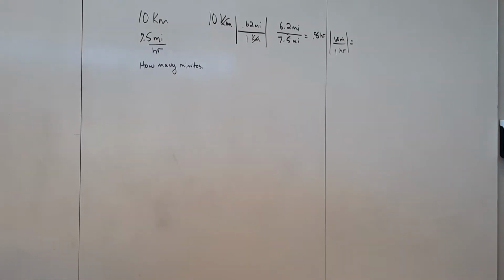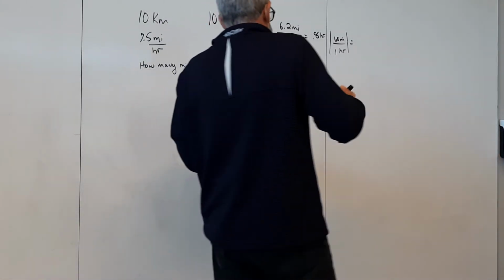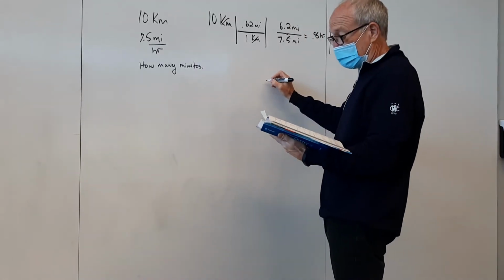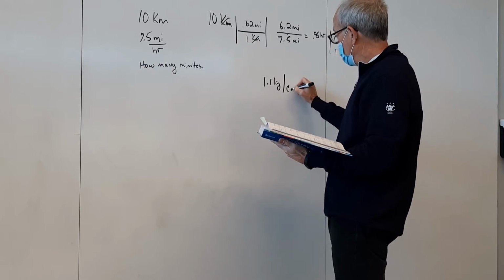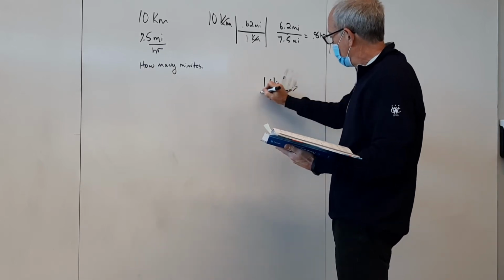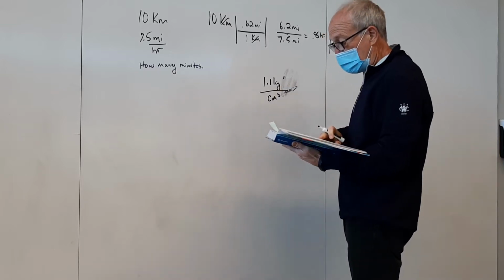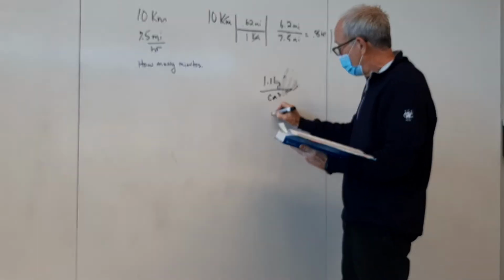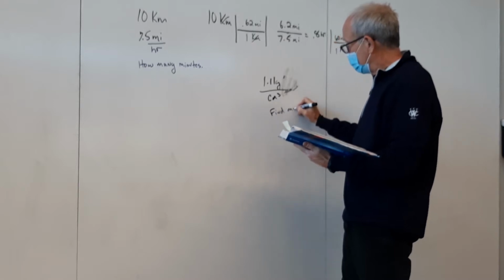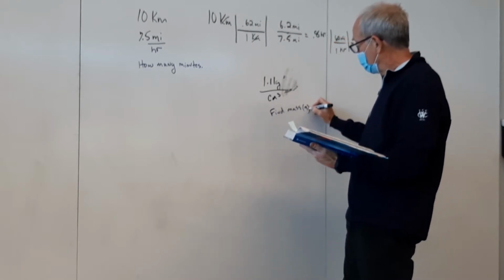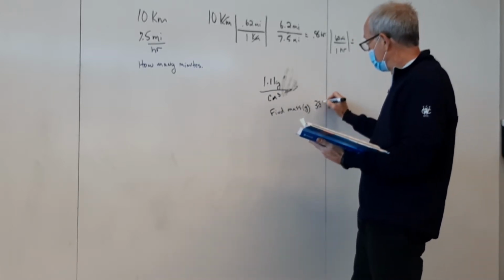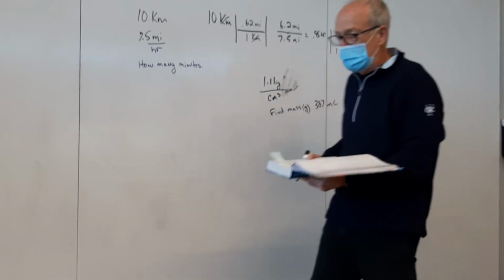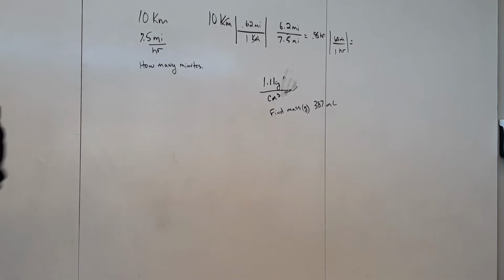Ethylene glycol has a density of 1.11 grams per centimeter cubed. Always write down what is given: 1.11 gram per centimeter cubed. I'll write it this way, centimeter cubed. What is the mass in grams, so I want to find the mass in grams, of 387 milliliters. Okay, now, what is the one conversion factor that I want you to remember?